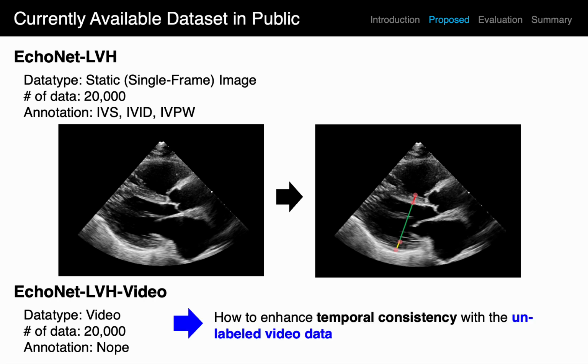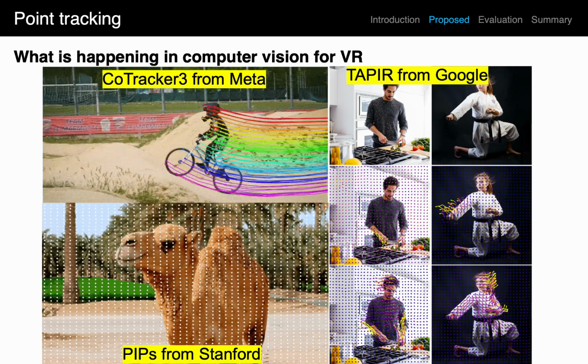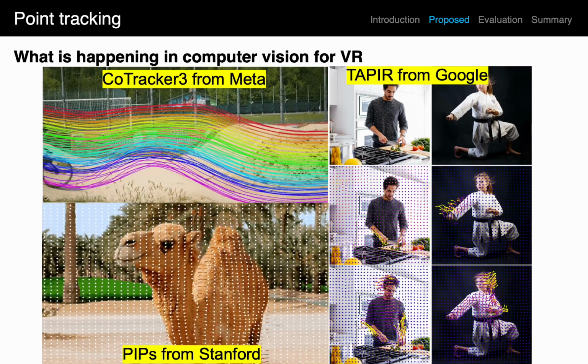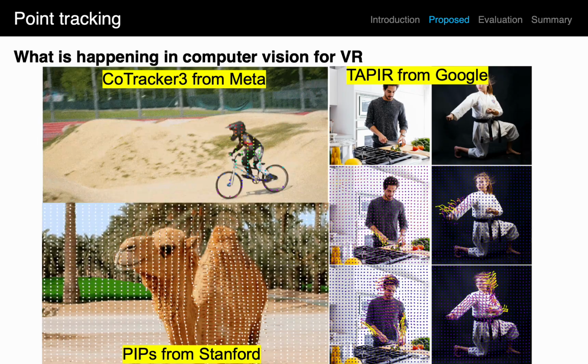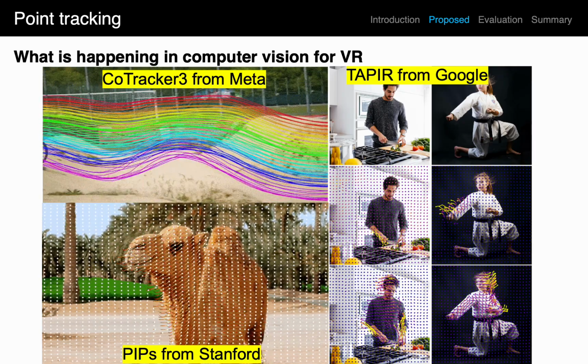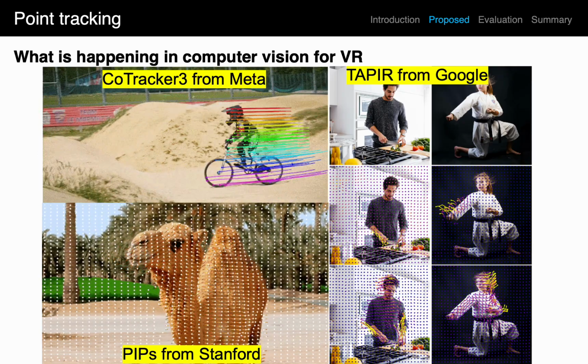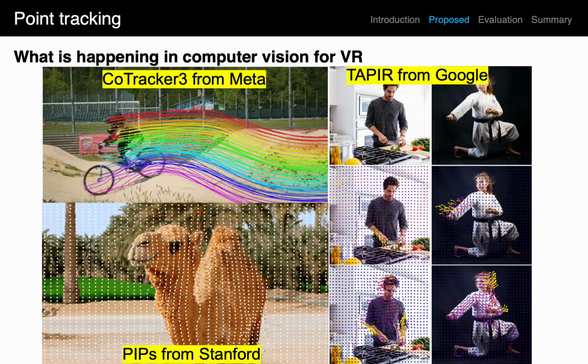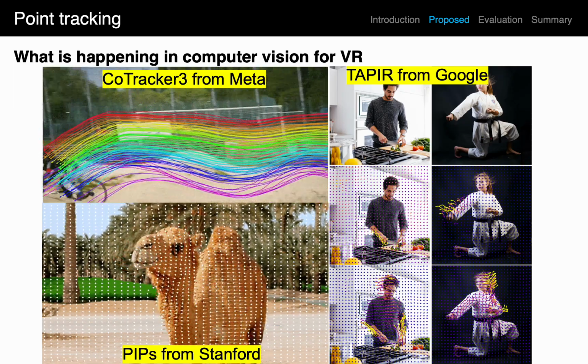However, even unlabeled echo videos still contain rich temporal information. So we asked, how can we leverage this unlabeled data to enhance temporal consistency? Recent advances in computer vision, particularly in AR, VR, and robotics, have shown remarkable progress in point tracking. Methods like CoTracker, TAPIR, and PIPs effectively model interframe correspondence across videos.